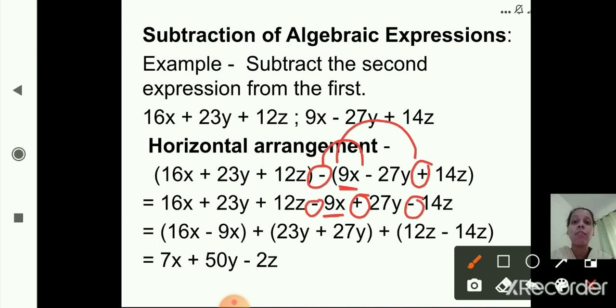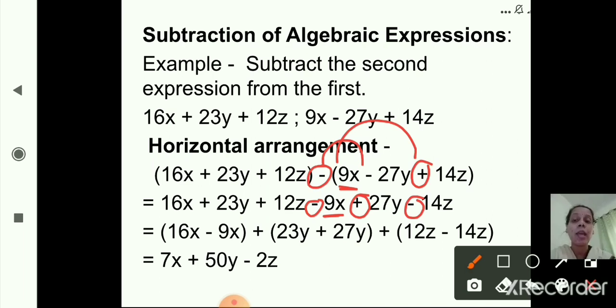Now we have completed the first and second step. In the first step what did we do? We wrote the question, that is the algebraic expressions. Both the expressions we wrote in brackets and in between a minus sign, as we are doing subtraction. Now in the second step we remove the brackets and write down. While removing the bracket, the first algebraic expression we write as it is, no sign change for the first algebraic expression. Only for the second algebraic expression you will change the sign inside the bracket.